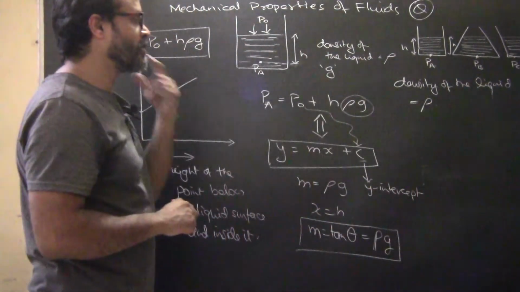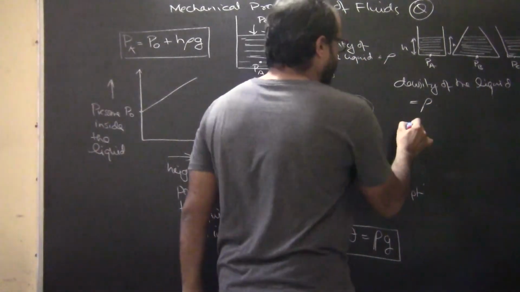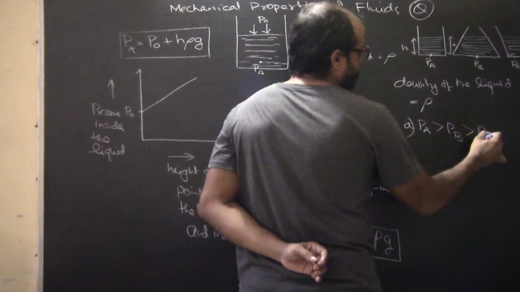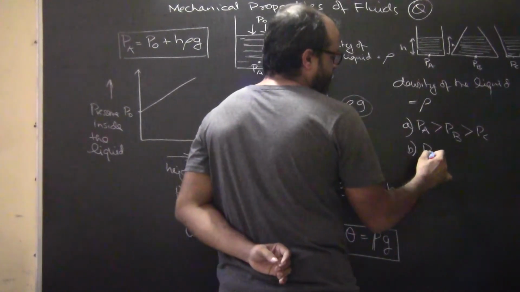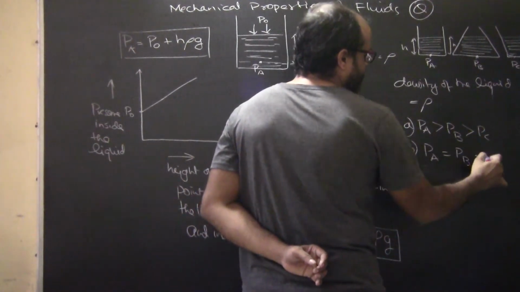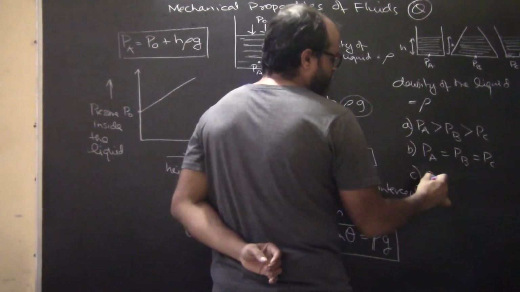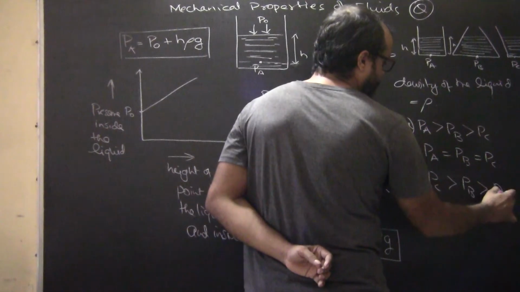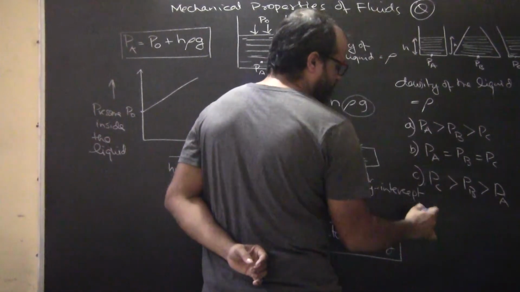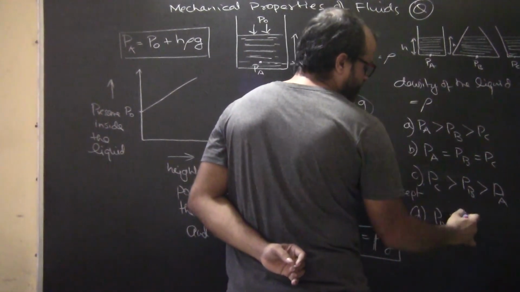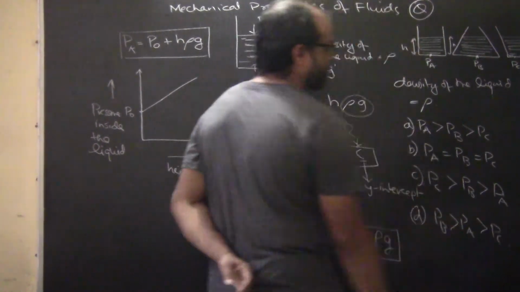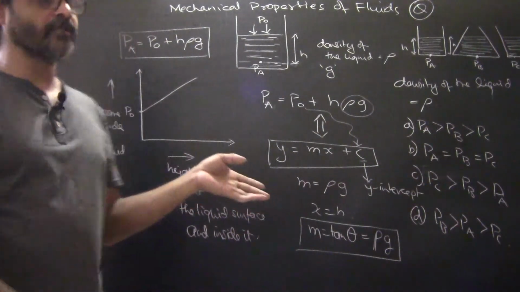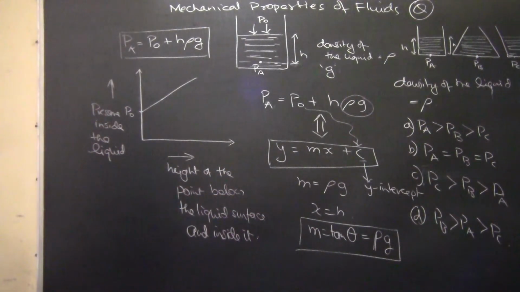We have options here. Option A: pressure at A is greater than pressure at B, which is greater than pressure at C. Option B: pressure at A is equal to pressure at B is equal to pressure at C. Option C: PC is greater than PB, which is greater than PA. Option D: PB is greater than PA, which is greater than PC. Try and find this out. I am giving you some time. In the meanwhile, you can take a snapshot of the same as well.